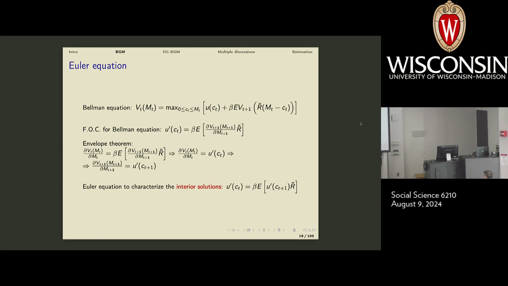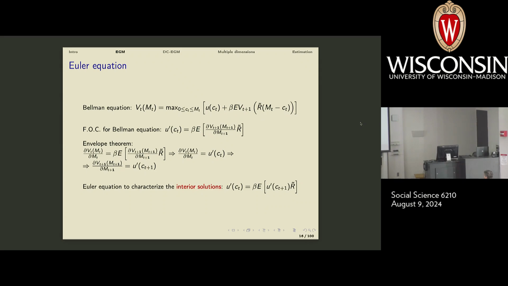And from this, we conclude that the marginal value function differentiated with respect to the state, to the wealth, is the same as the marginal utility evaluated at the optimal consumption. And that gives us the usual and familiar Euler equation. So what does the Euler equation do? It characterizes the optimal level of consumption in period t and in period t plus 1.